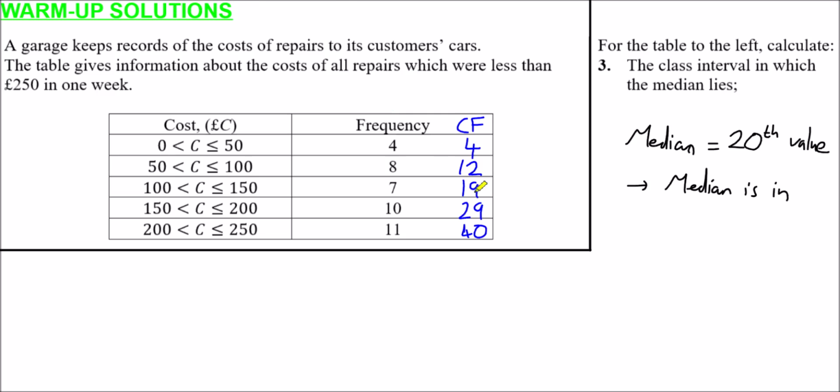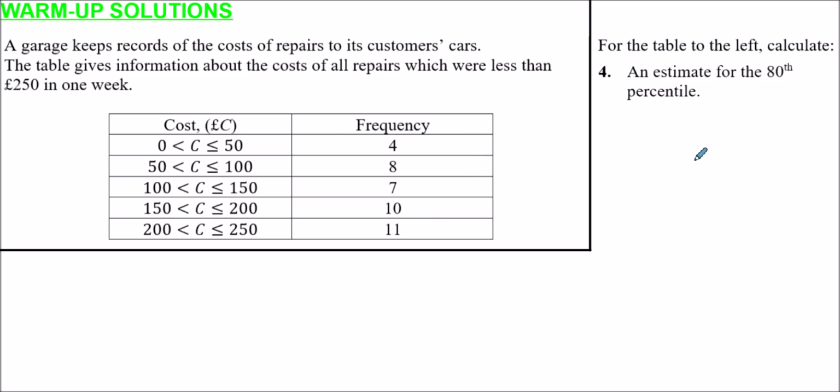So another way of thinking about it is the first 19 data points are in these first 3 intervals, but then the 20th, 21st, 22nd and so on lie in these last 2. So the median has to be in this interval here. In fact, it's the first one in this class interval. The 19th is in this one, and the 20th is in this one of 150 to 200. So the median is in this interval. So we just write 150 ≤ C < 200. And that's the class interval that the median must be inside.